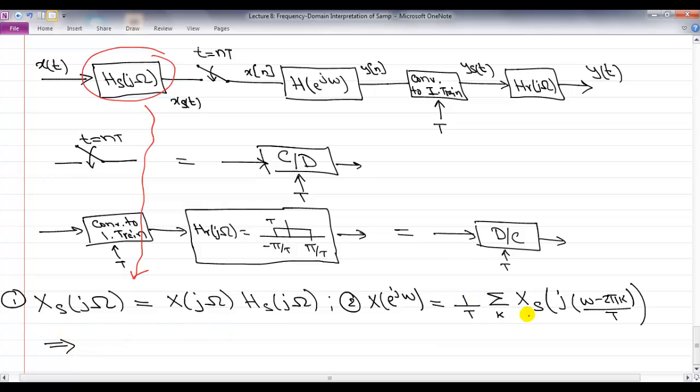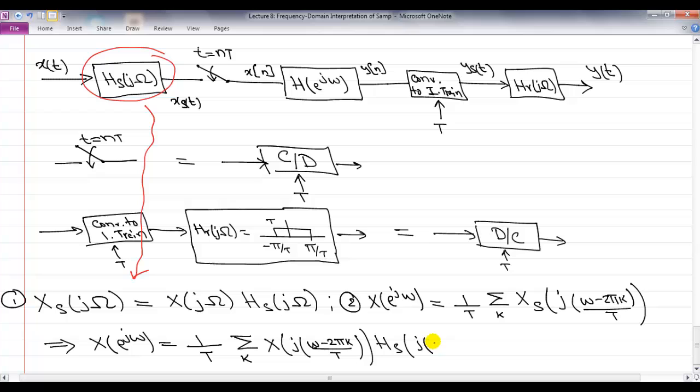Now I just input the value of xs, so I get x of e to the j omega equals 1 over t summation of k x of j omega minus 2 pi k over t and hs of j omega minus 2 pi k over t. Okay. So I've just input the value of xs from this first block output. Okay, let's move on to the next block.